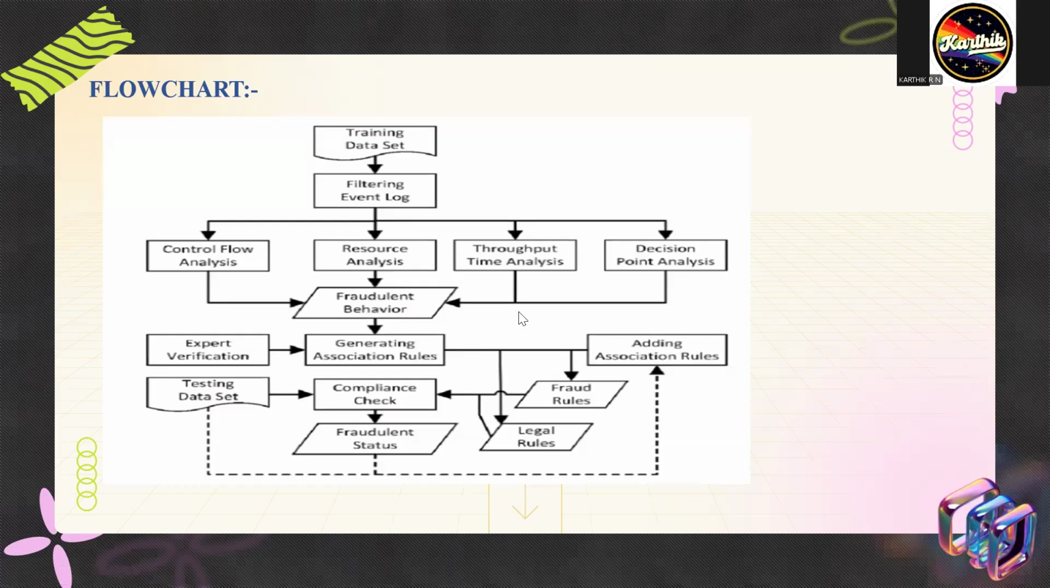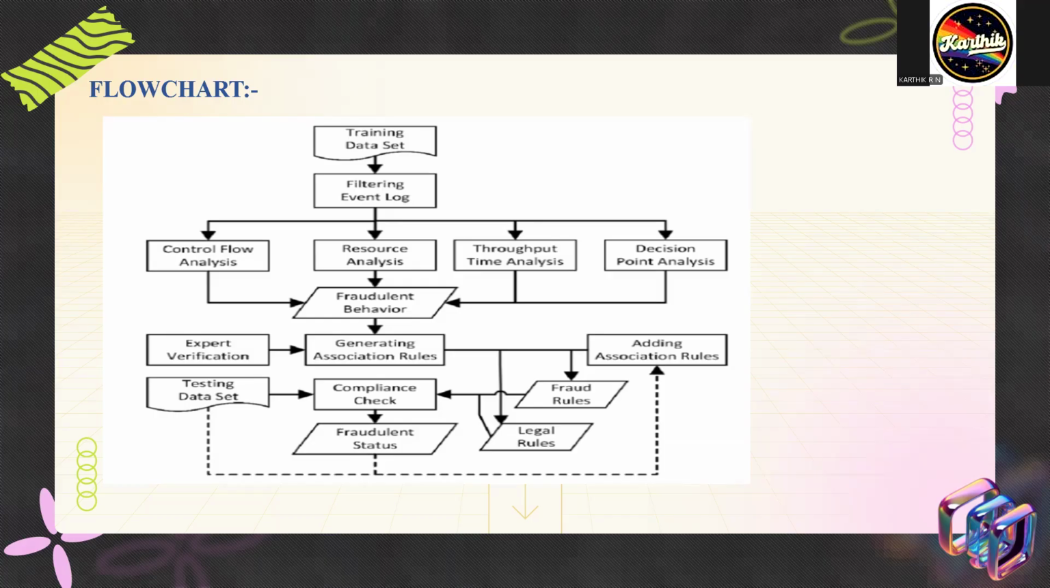Good morning, everyone. Flowchart analysis. The flowchart illustrates the complete pipeline of fraud detection. It begins with the training and testing datasets. Event logs are filtered and analyzed through four lenses: first control flow, second resource, third throughput time, and fourth decision point. These analyses help identify potentially fraudulent behavior. Association rules are generated and checked for compliance with legal and fraud rules. The final fraudulent status is confirmed through expert verification and rule-based checks.